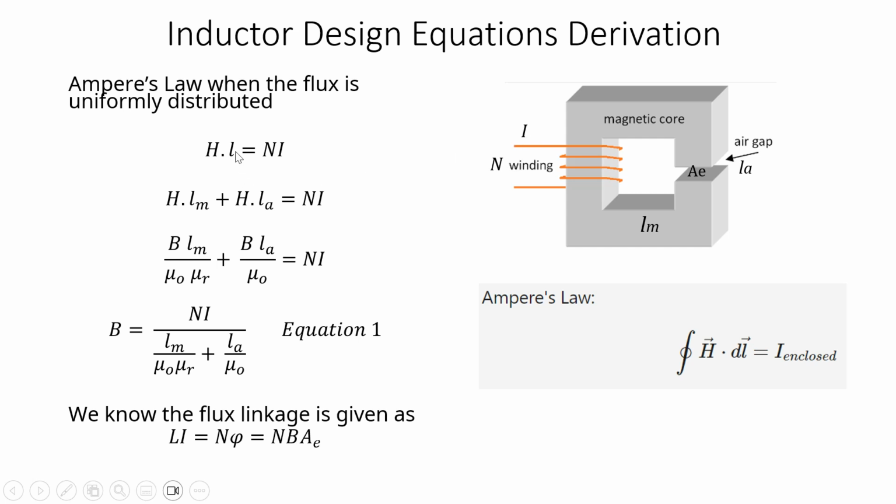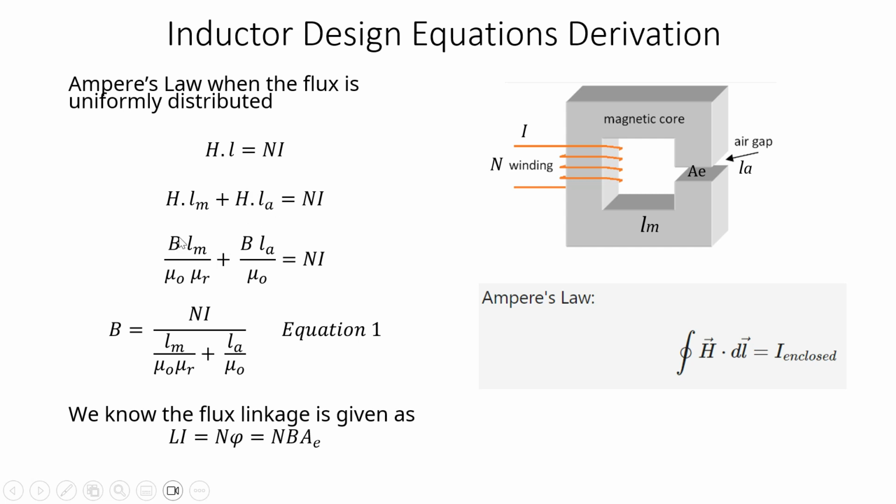And if we divide this magnetic path into two parts, one is the path due to the core, this path from here to here, the mean path, and the other path is this air gap path. So if we integrate the magnetic intensity over this path, we will get this expression.